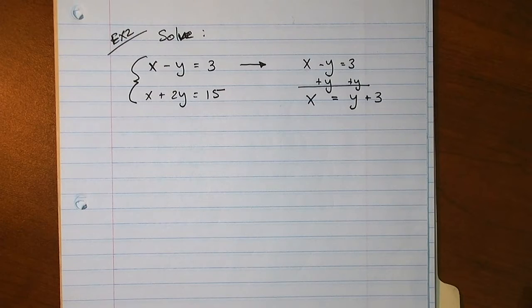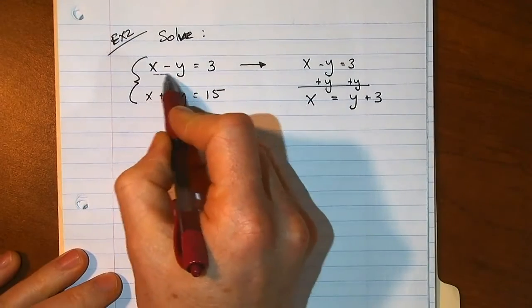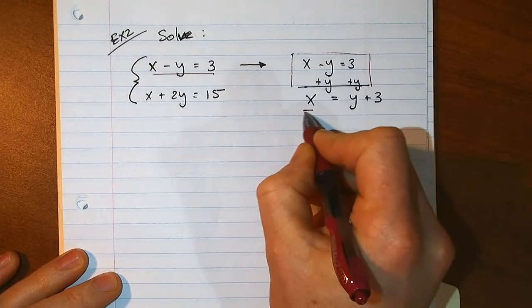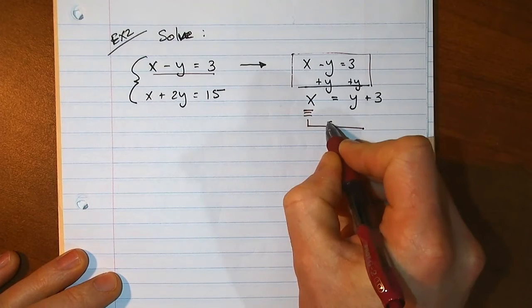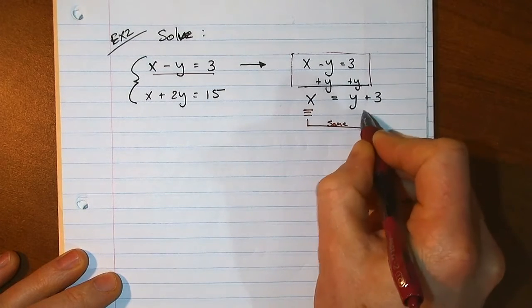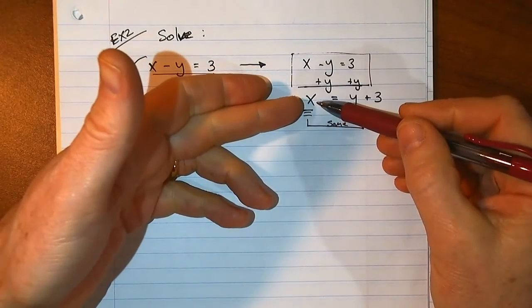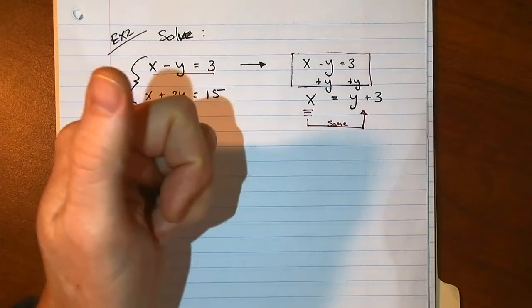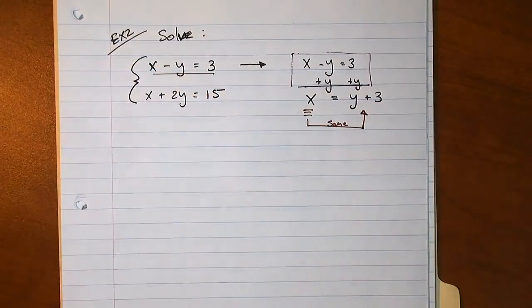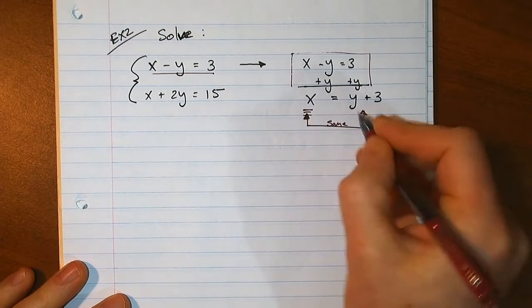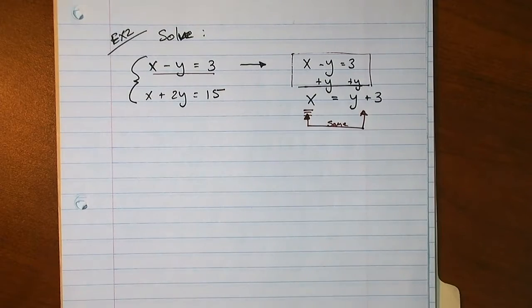Notice what happened when I did that. When I took this equation and got the x by itself, now I know something that is the same as x. Those things are the same. Now, I don't know exactly what x is, but whatever it is, it's the same as y plus 3. So it's not quite as convenient as the last problem where I knew a number for x, but I do know something about x that will let me make trades.